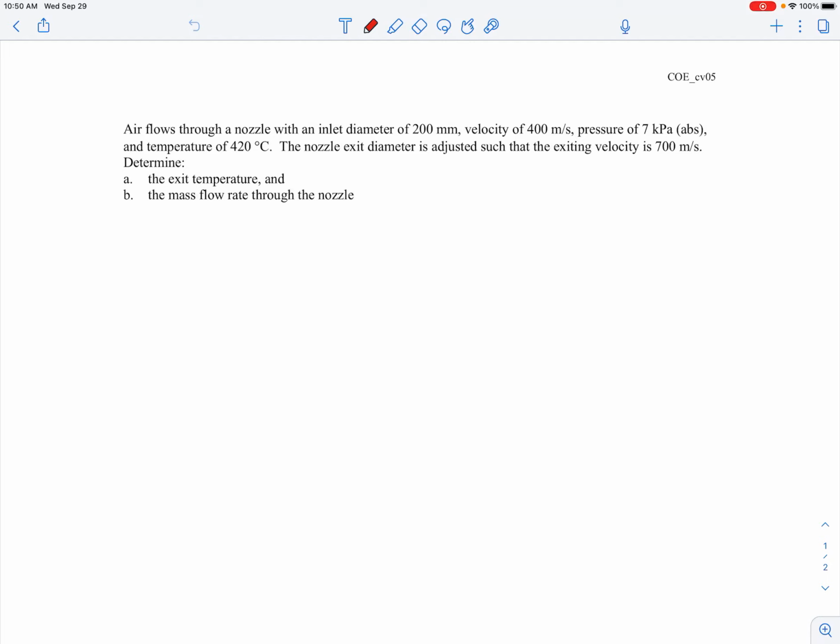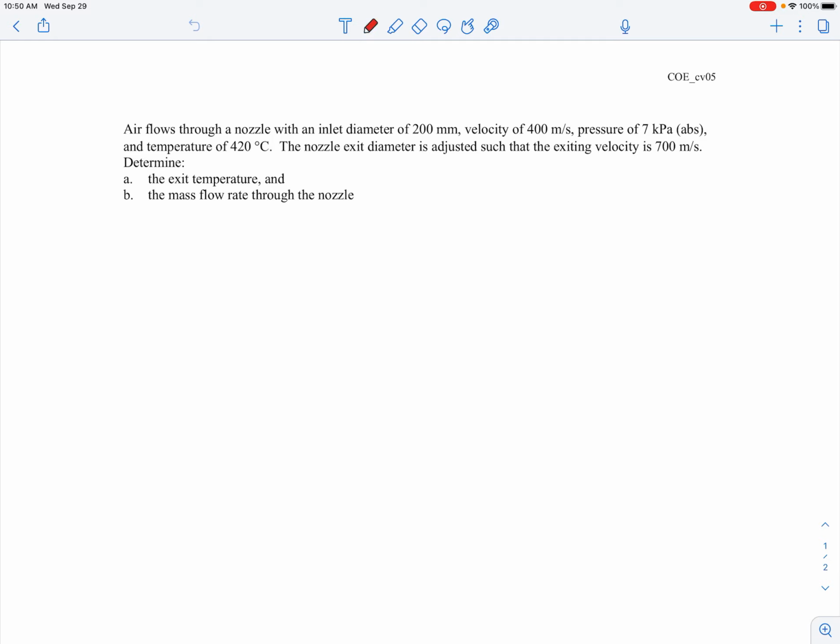In this example, we're told we have air flowing through a nozzle with an inlet diameter of 200 millimeters, a given initial velocity, and an inlet pressure and temperature. And we're told the nozzle exit diameter is adjusted so that the exit velocity is 700 meters per second. We're asked to determine the exit temperature and the mass flow rate through the nozzle.